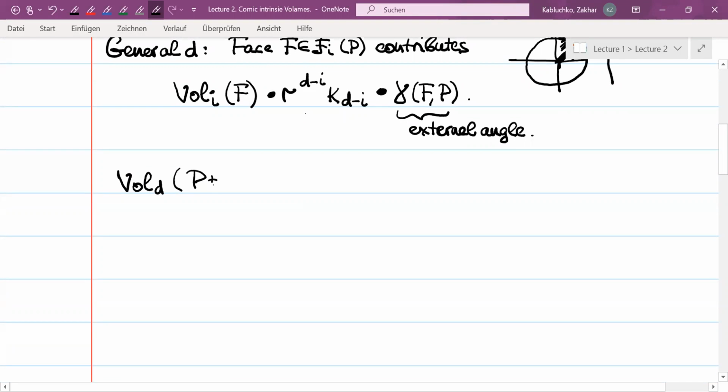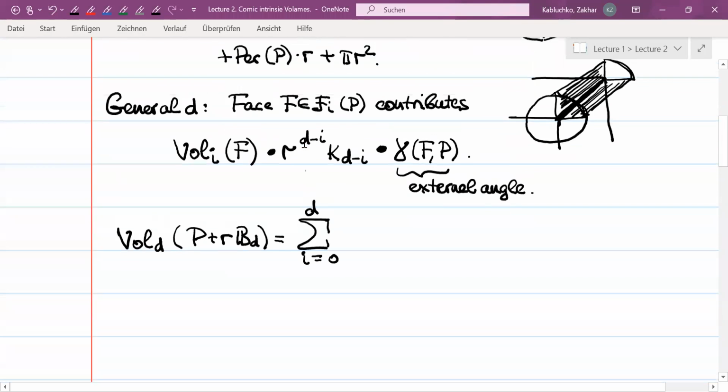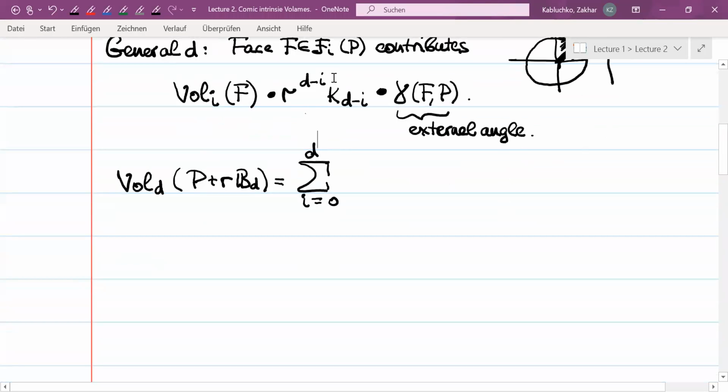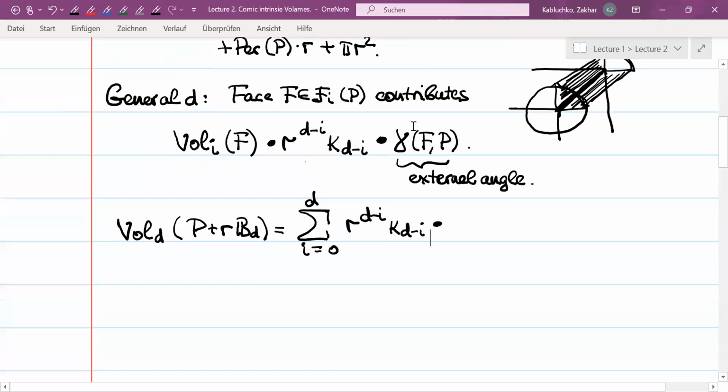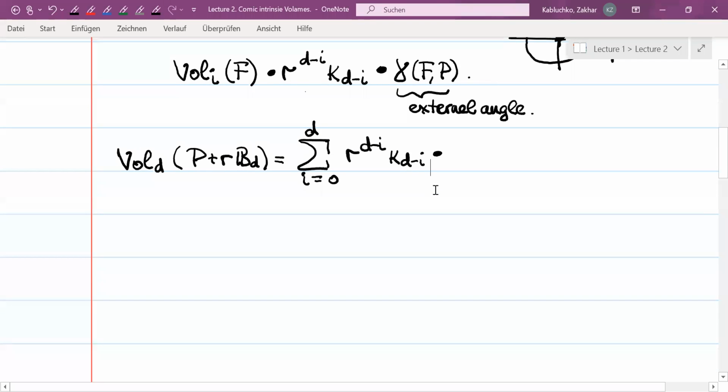So the volume of the neighborhood is given by the sum, and I will take the sum over all dimensions, i equals 0 to d. And then we take the sum over all phases of dimension i, and we see that this term is the same everywhere. So it is r to the power d minus i, kappa d minus i. And then we have the sum over all f of these terms. And it is denoted by V_i and is called the k-th conic intrinsic, the k-th usual intrinsic volume.